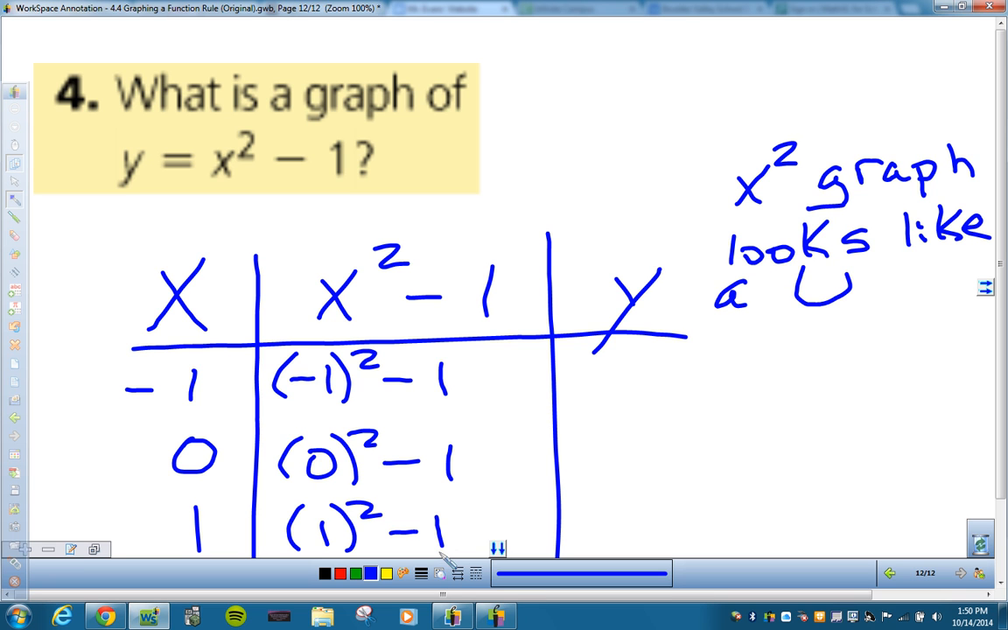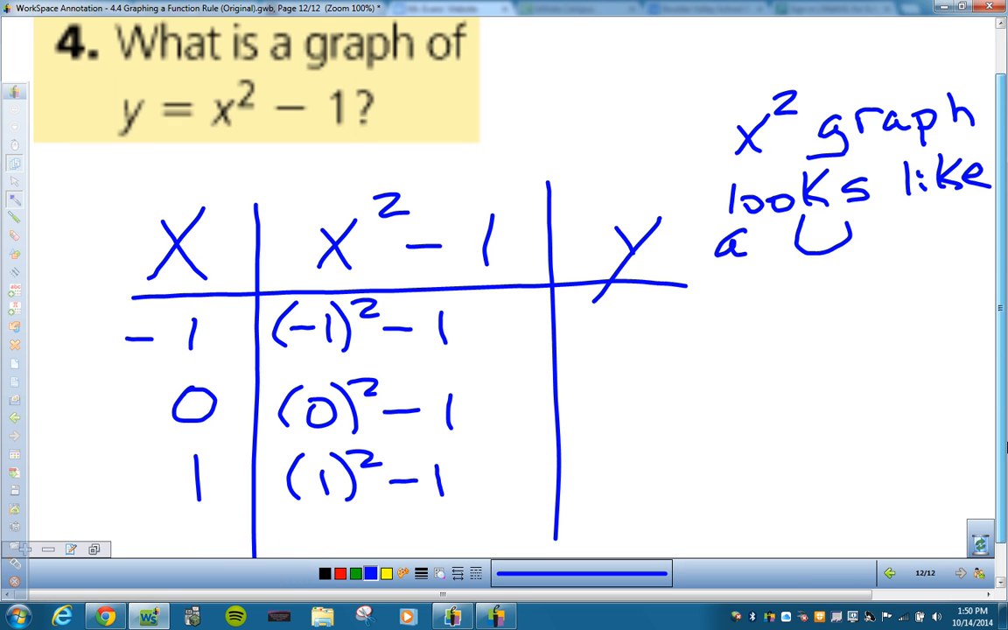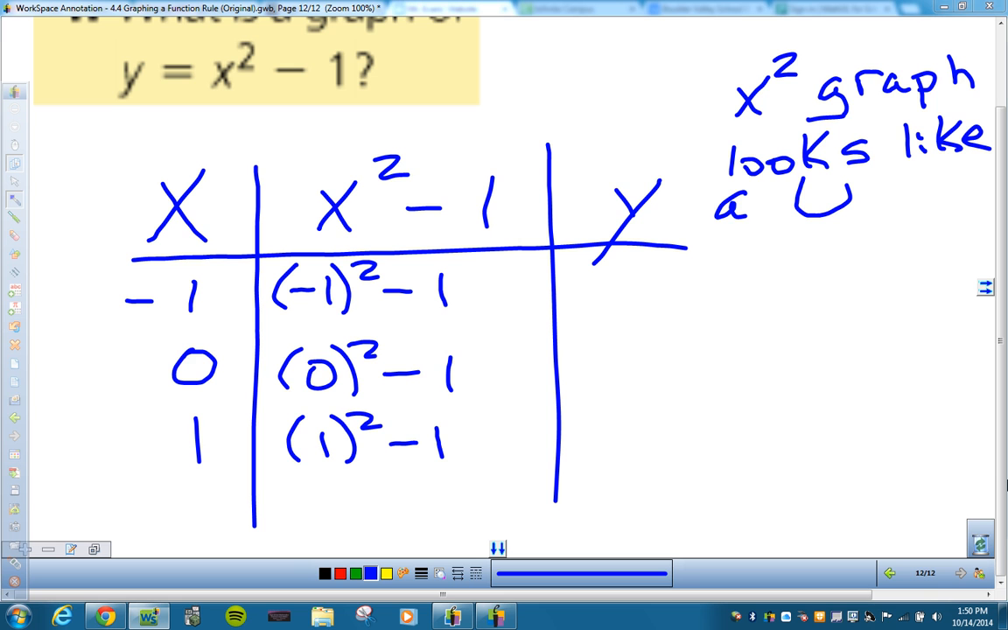Okay, so we're plugging in -1 into this function right here. The next graph we're going to do is going to be absolute value. When you graph that, it looks like a V. So here, -1 squared is what? -1 times -1 is 1. 1 minus 1 is 0. 0 squared is 0, minus 1 is -1. 1 squared, 1. 1 minus 1, 0.